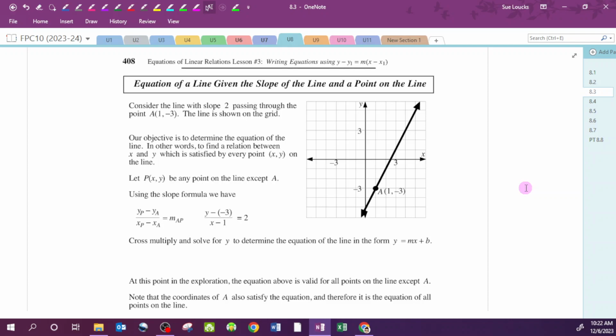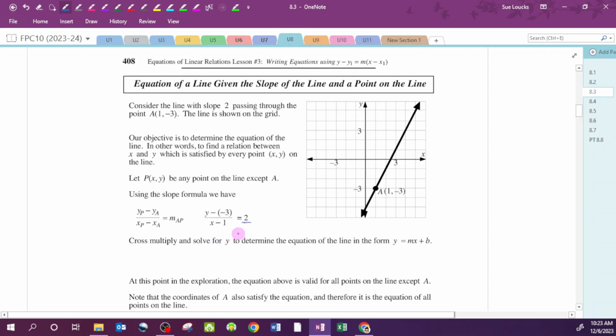So we're going to have point P at x, y being any point on the line except A, because if we do A minus its own value, we get 0, and we don't prove anything here. But using the slope formula, we have y of point P minus y of point A, which is negative 3, and we have x of point P, which is just x, minus the x of point A, which is 1, and that equals 2. Because we know the slope is 2.